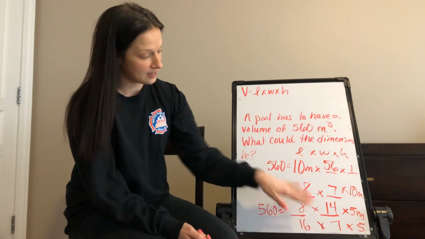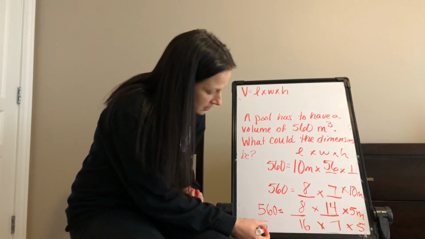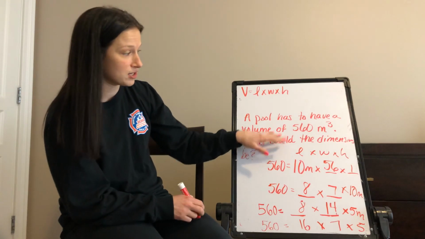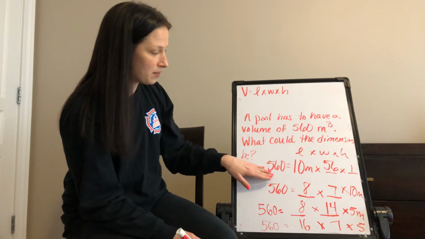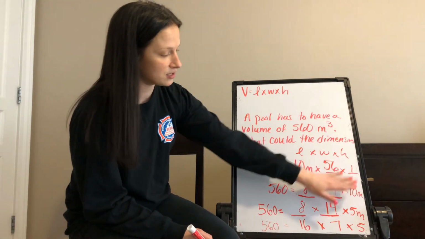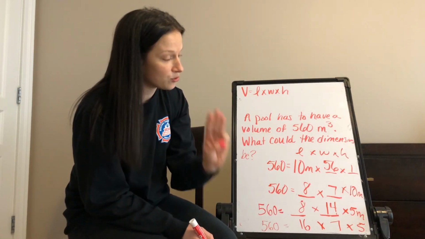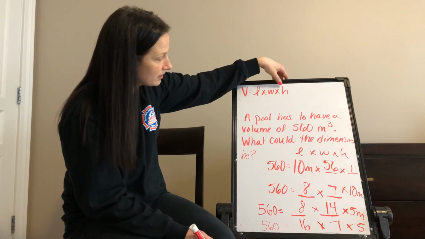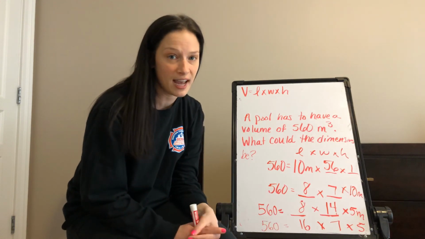So that is, how many ways did we make it? 1, 2, 3, 4. We found 4 different ways that we could make the different dimensions for this pool all with the same volume. Okay, so all we did was we thought about 560. We decided on one factor and started splitting things up. You need to find a way to make 560 with 3 different factors because you are finding the length, the width, and the height. And that is some of the story problems that you might encounter today.